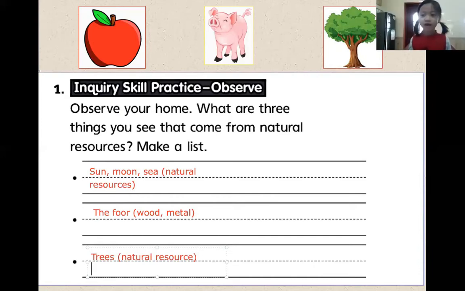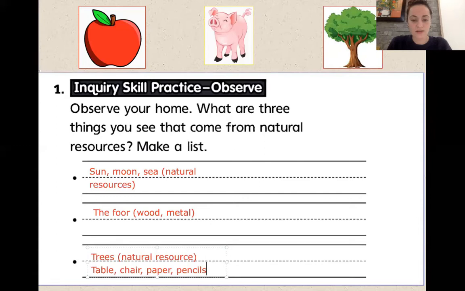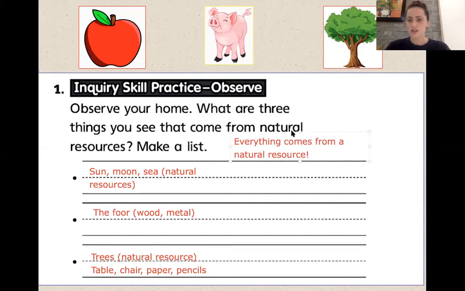Table and chair. Table, chair, maybe paper, pencils. Very good. So, everything comes from a natural resource. Everything, because pencils aren't just on Earth. Houses aren't just on Earth. Everything. So, what are 3 things you see that come from natural resources?